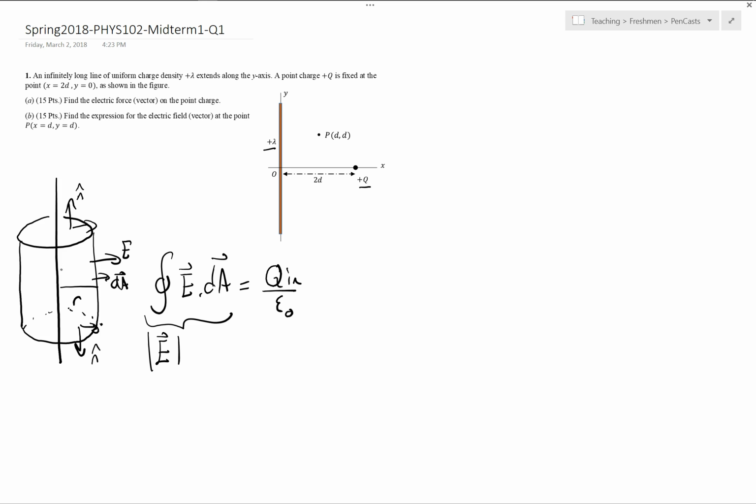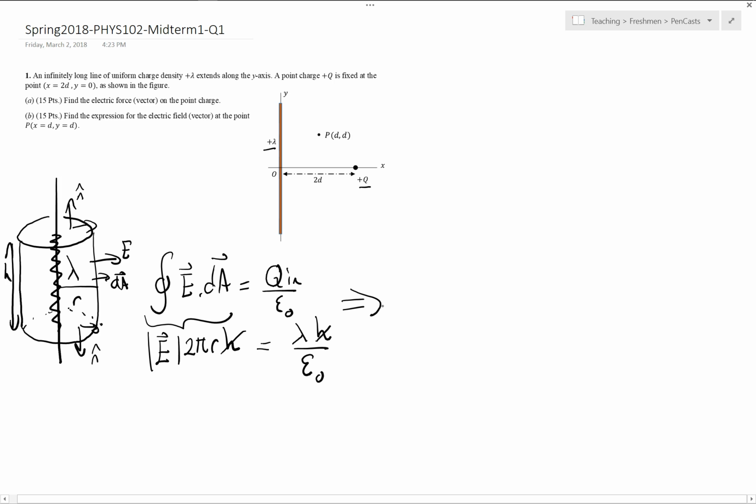So if this Gauss cylinder has a radius r and height h, this is just going to be 2 pi r times h, which is the side area of the cylinder. How about Q in? What's the amount of charge inside? I have a section of length h with lambda charge per unit length, so this is going to be lambda times h divided by epsilon 0. H is cancelled, which tells me that the electric field magnitude is lambda over 2 pi epsilon 0 r, and it's radially outward.